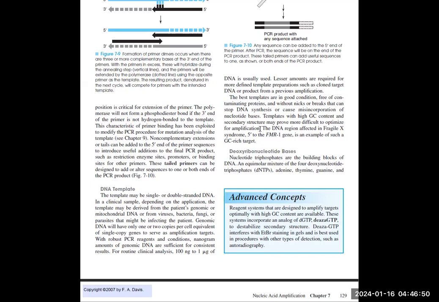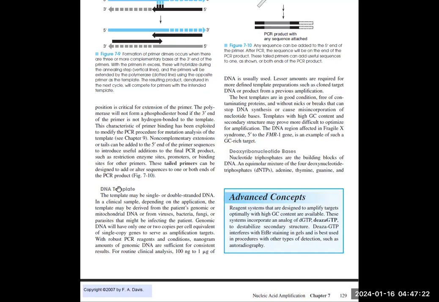Again, what do you mean by secondary structure? It is when the DNA strands tend to fold into themselves. And then if they have high GC content, the DNA region is affected. An example is Fragile X syndrome. The FMR1 gene has so many GCs, and it's not good.